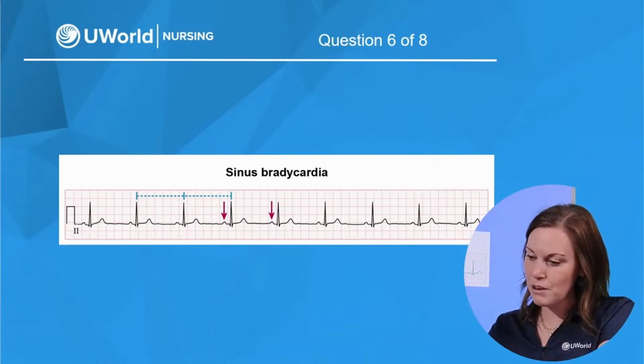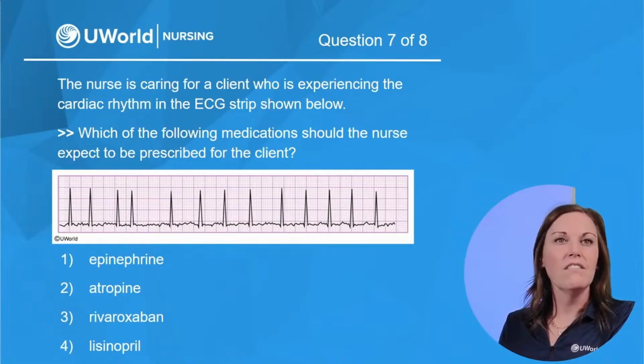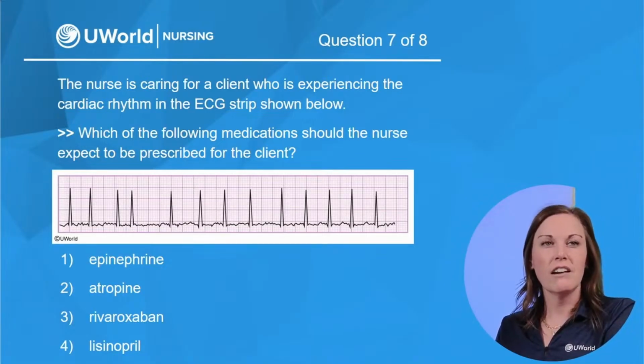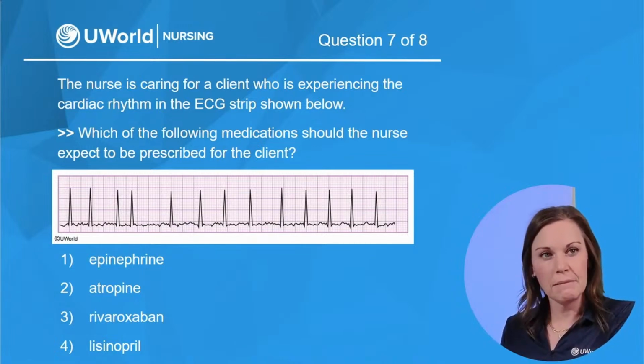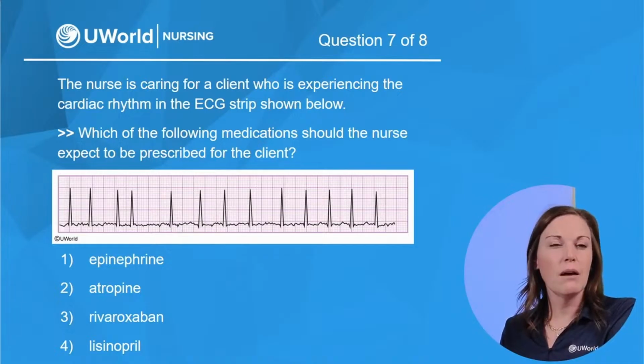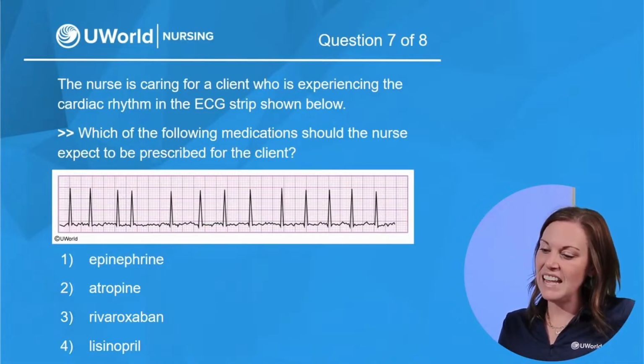All right, good job, you guys. All right, question 7. The nurse is caring for a client who is experiencing the cardiac rhythm in the ECG strip shown below. Which of the following medications should the nurse expect to be prescribed for the client? Option 1, epinephrine. Option 2, atropine. Option 3, rivaroxaban. Option 4, lisinopril. All right, let us know what you think.